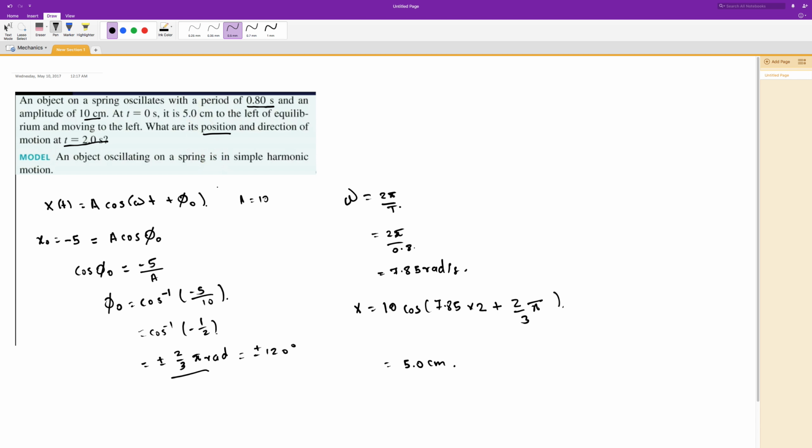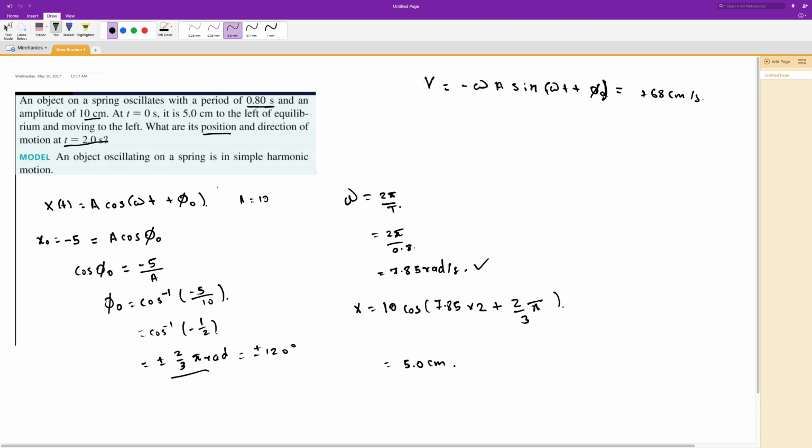Now we have to find the direction of motion. To find the direction of motion, first of all we have to find the velocity, and from the sign of the velocity we can determine which direction it's going. First of all, we have to know the velocity equation, that is velocity is equal to minus omega A sin(omega t plus phase constant). We know all the values. Omega we found out right here, and A is 10, t is going to be 2 seconds, and then this phase constant. If you substitute all the values, you will end up with plus 68 centimeter per second. Since the velocity is positive, the motion is going toward the right side. So that's the direction of the motion.